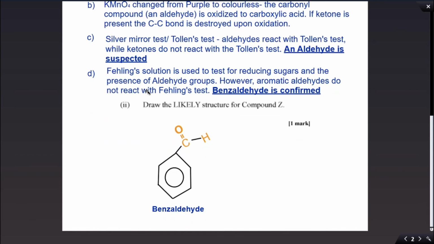And part 2 wants you to draw the likely structure for compound Z. So compound Z is benzaldehyde. Look right here, you have the terminal H. If this H were a CH3, then it would be a ketone. So that's the difference between a ketone and an aldehyde. There are no hydrogens on the carbonyl carbon in ketones, right? But there is a terminal hydrogen in the aldehyde. So this is benzaldehyde. Alright, moving on to the next question.